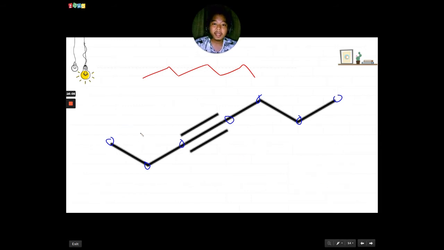So, dito, the counting will be 1, 2, 3, 4, 5, 6, 7. Now, since we learned that there is 7 carbon, we always go back to our foundation on alkane. As I've mentioned, kapag 7, we have hept. So, we have a foundation now. Hept. And then, since we have a triple bond, it's an alkyne, we do not use ane or ene, we use ine. So, heptine. Alright?